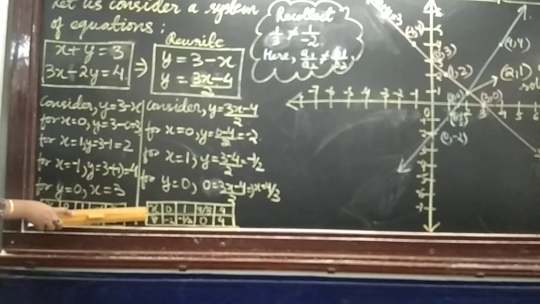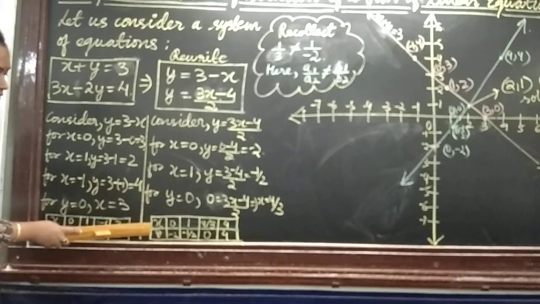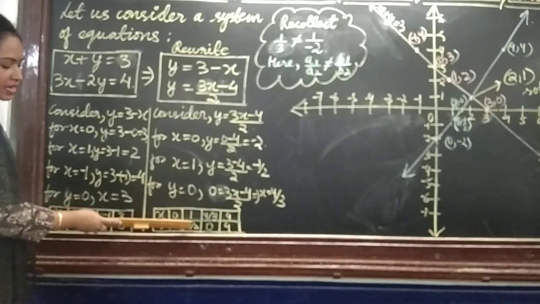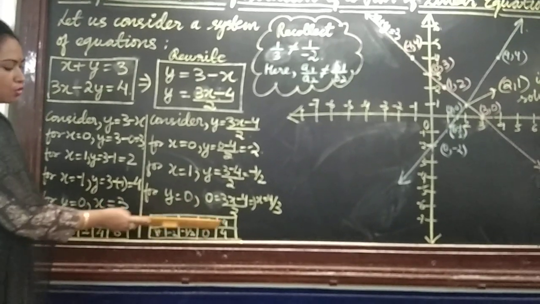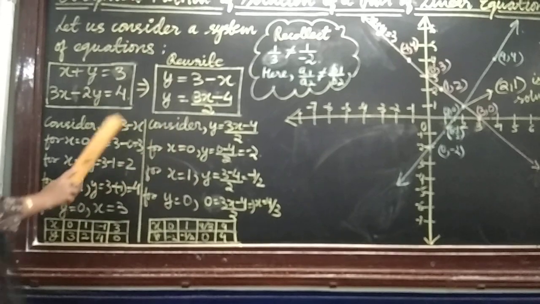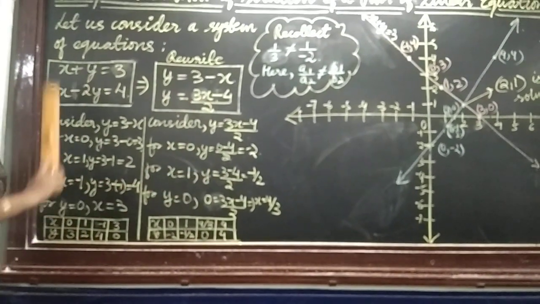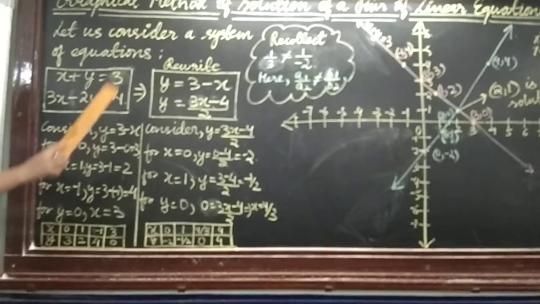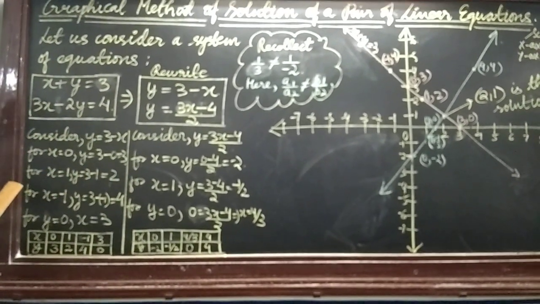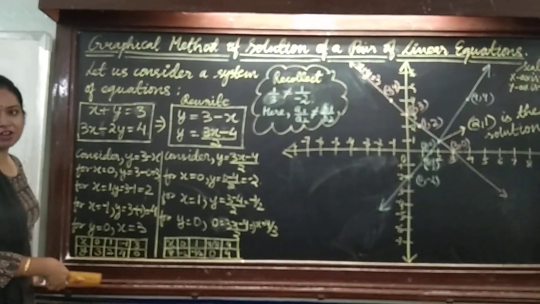So the final table which I am having for the equation 3x minus 2y equals 4 is: x and y are 0, minus 2; 1, minus 1 by 2; 4 by 3, 0; and 4, 4, right? So this is how we obtain a table for both the equations, which we will plot with the help of the table which we have now made.